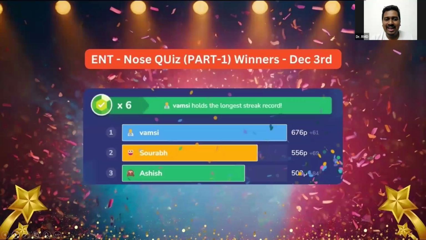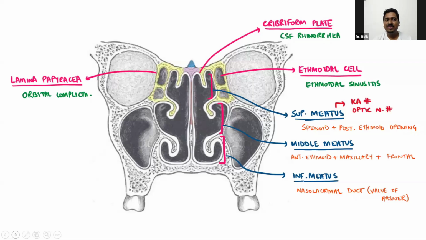For second place, we have Dr. Saurabh, and third place, we have Dr. Ashish. Dr. Vamshi will be receiving a certificate as well as an Amazon coupon voucher via email. We'll be sending your cash prizes via email. And Dr. Saurabh and Ashish will be receiving certificates via email. Congrats, Dr. Vamshi, Saurabh, and Dr. Ashish. So here we move ahead to the recap. Over to you, Dr. Rupal and Dr. Manoj.